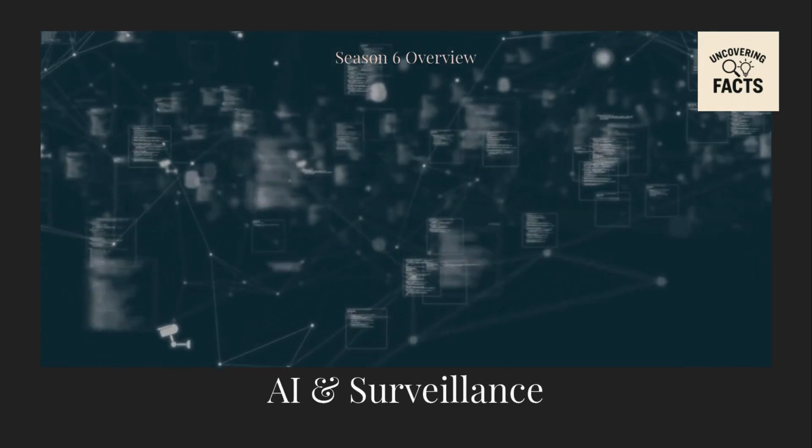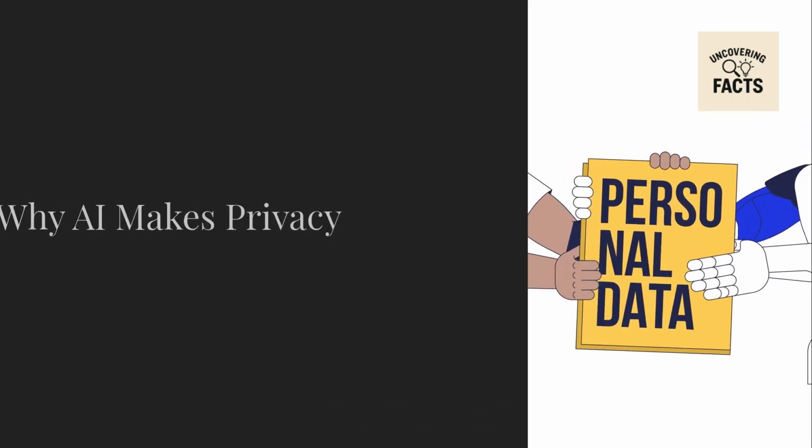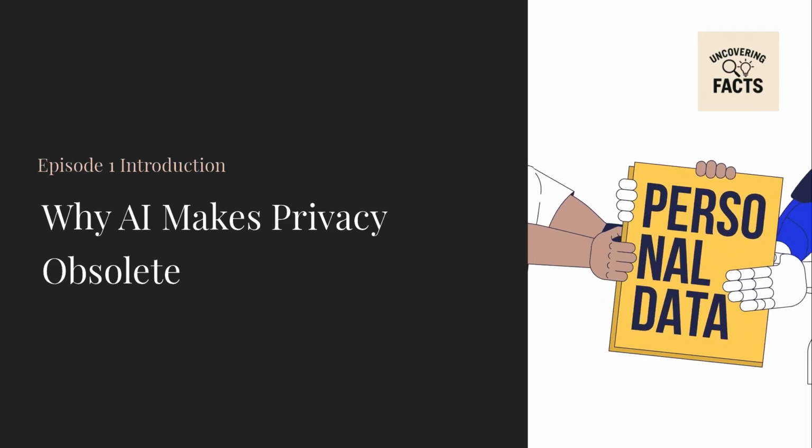Season 6, AI and Surveillance. Episode 1, Why AI Makes Privacy Obsolete.